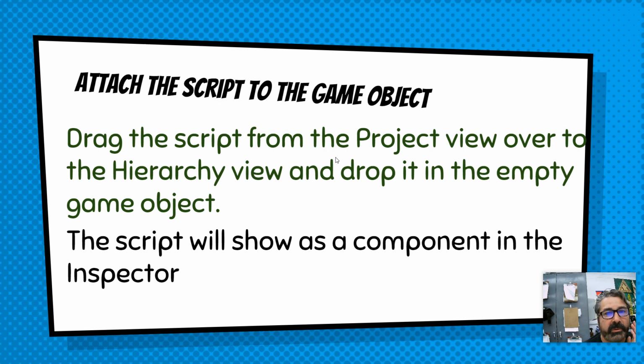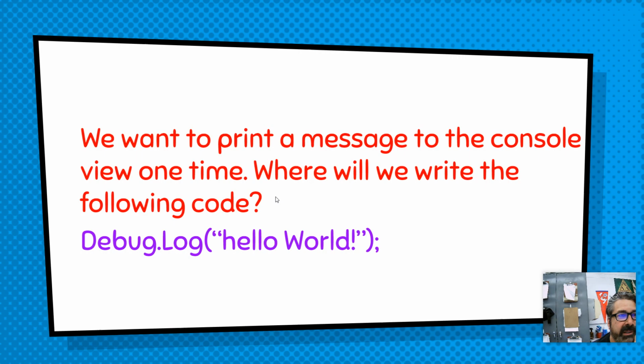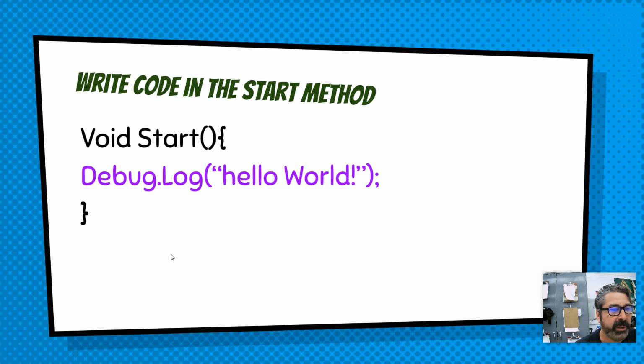Okay, so the next thing we're going to do is we're going to type some code in. Drag the script from the project. We just did that. We want to print a message to the console view one time. So we want something to happen one time. So what method are we going to write our code in? So the code is Debug.Log("Hello World"); semicolon. Where are we going to write that code if we want it to happen one time? We're going to put it in void Start.